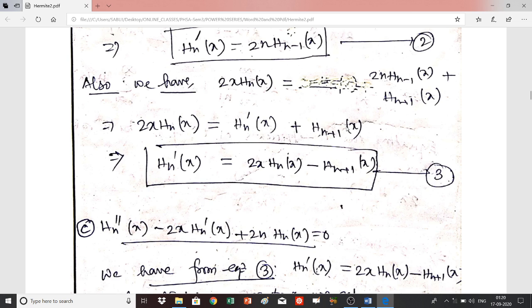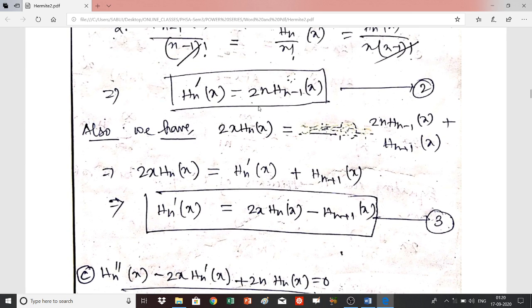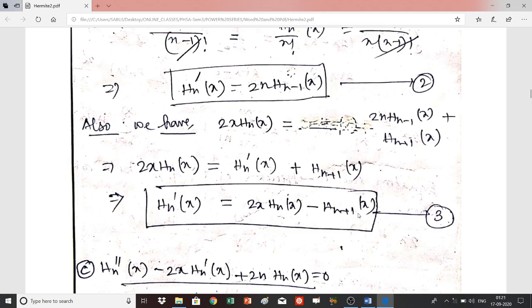So why is this written? Just use this relation: 2n hn minus 1 x is equal to hn prime x. So just substitute the value of 2n hn minus 1 x in the right hand side of this expression. So you will have 2x hn x is equal to hn prime x plus hn plus 1 x. From this relation, hn prime x is equal to 2x hn x minus hn plus 1 x. So it has been proved also.